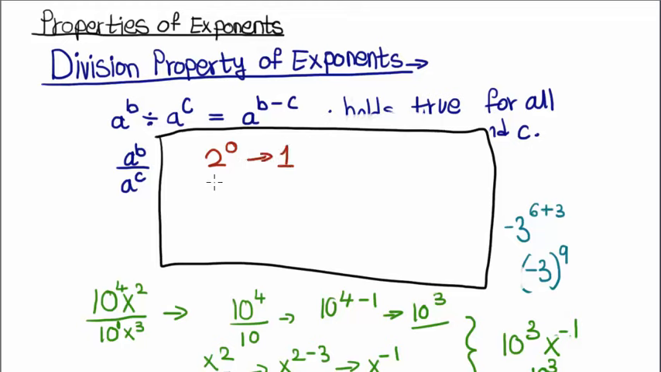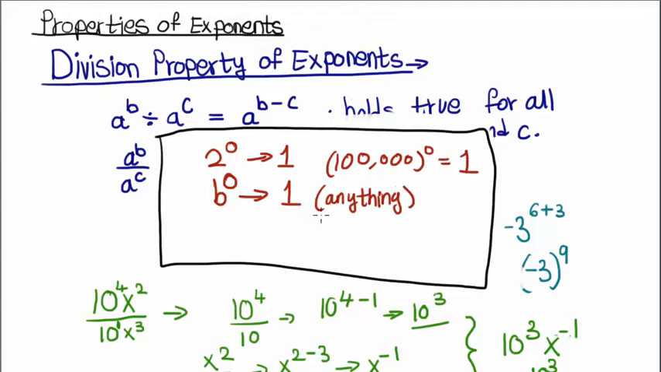So if I have something such as b to the power of 0, that is the same thing as saying 1. If I have 100,000 raised to the power of 0, that is the same thing as saying 1. Anything raised to the power of 0 is the same thing as saying 1. Now there is, however, one exception. 0 raised to the power of 0 is undefined.